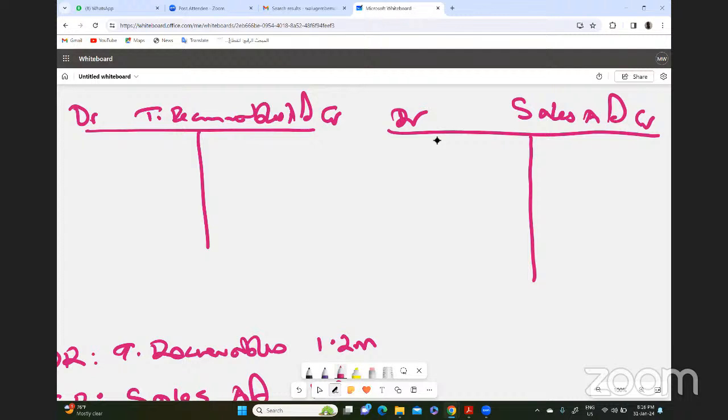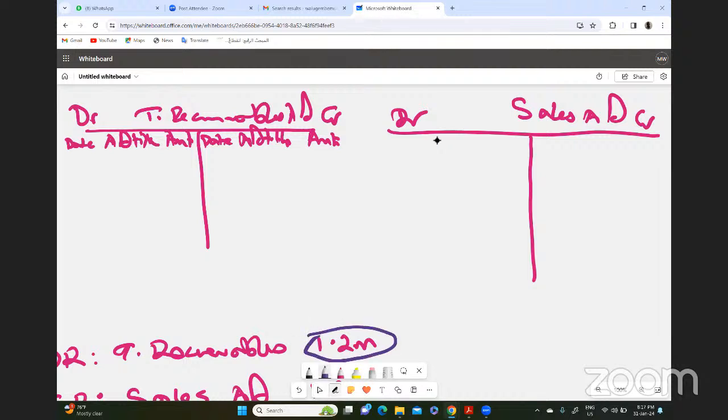because each ledger has the following columns: date, account title, and then amount on both sides. Date, account title, and amount. Are we together? On each side, that is the standard of a ledger. It will have a date, the account title, and then amount. Then even this side, date, account title, okay? And then amount.